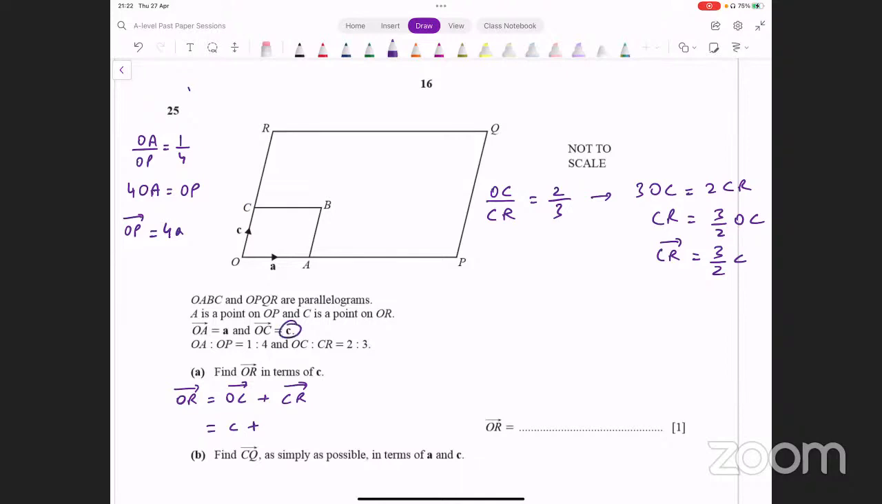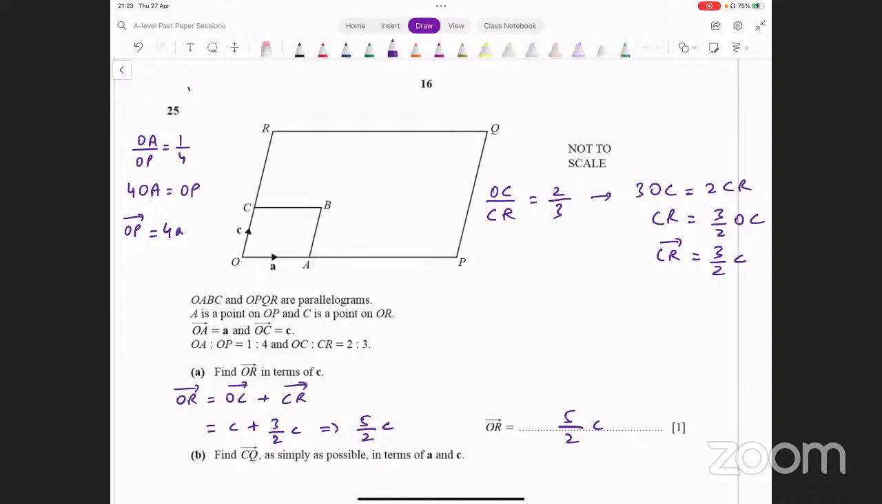Right? It's given here. What about CR? We figured that out here. That's 3/2 times C. Right? So 1C plus 3/2C. 1 plus 3/2 कितना होता है? 5/2. So it gives us 5 over 2 times C. This is 5 over 2 times C. That's the vector OR. ठीक है, ये figure out कर लिया हमने.